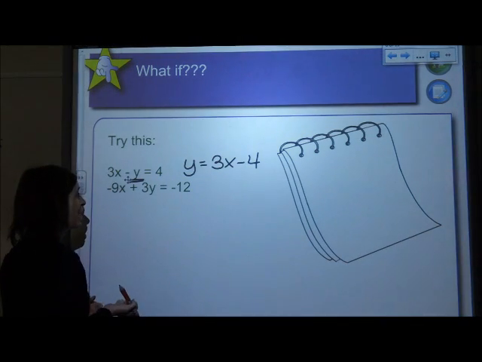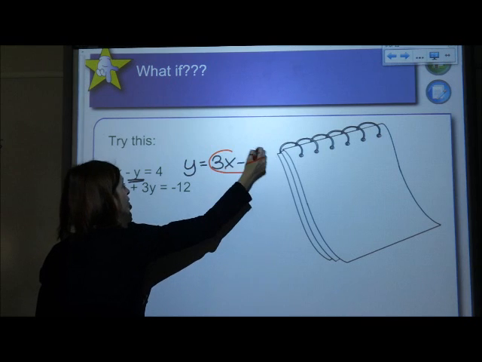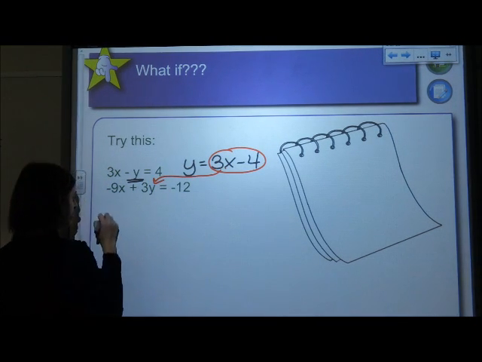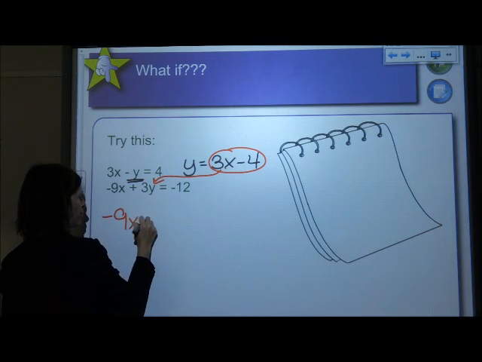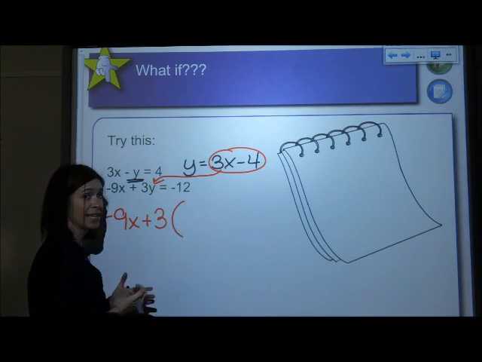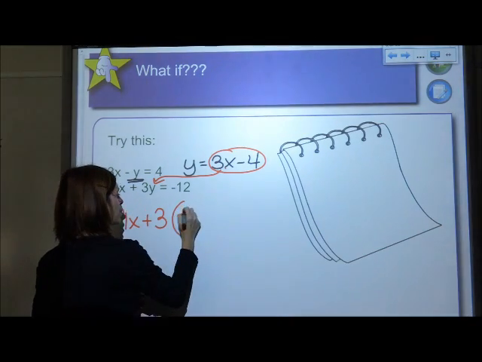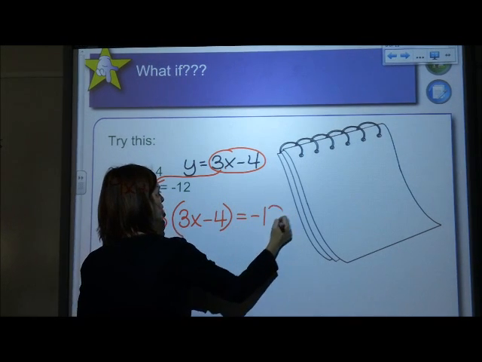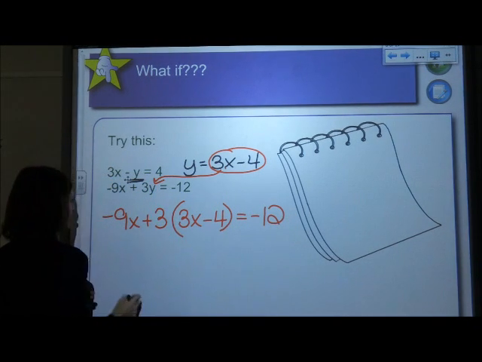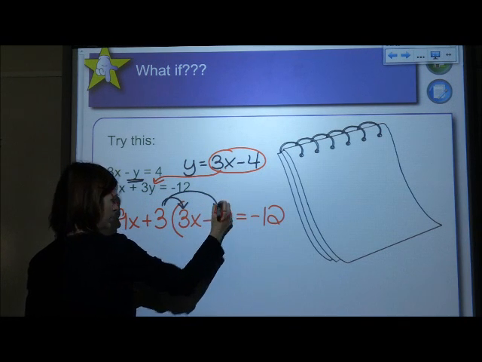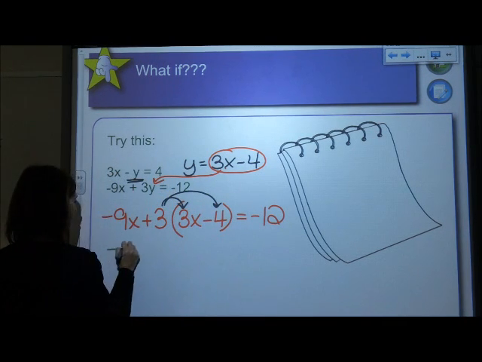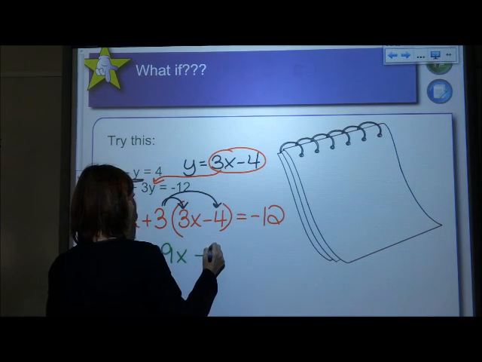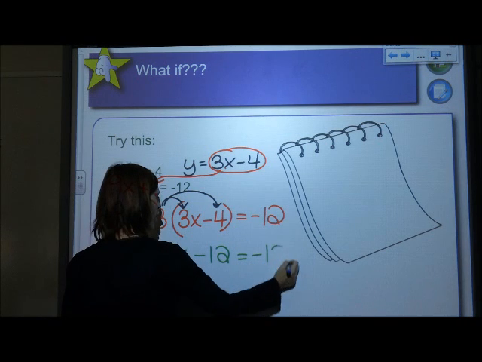All right, now I'm going to take that y and plug it in for anywhere there's a y in the other equation. So then we get negative 9x plus 3, parentheses. Again, we plug it in, we put it in parentheses. 3x minus 4 equals negative 12. All right, we distribute our 3. And we're going to get negative 9x plus 9x minus 12 equals minus 12.